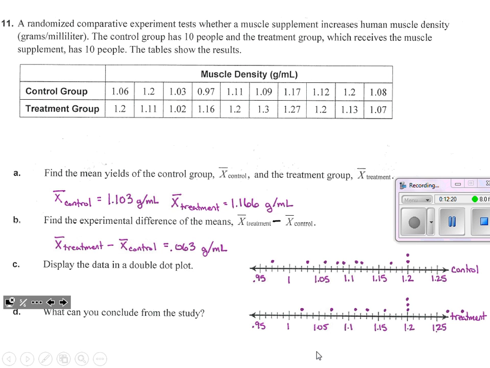So what can I conclude from the study? Well, the supplement made no discernible difference in muscle density, it appears. So it looks like this supplement is not really having any effect based on the results of our experiment. However, you could also claim that because there were only 10 people in each group, we don't have a large enough sample size to confirm this. So that's why we say it appears. Based on this small study, we didn't see any real difference in the muscle density.